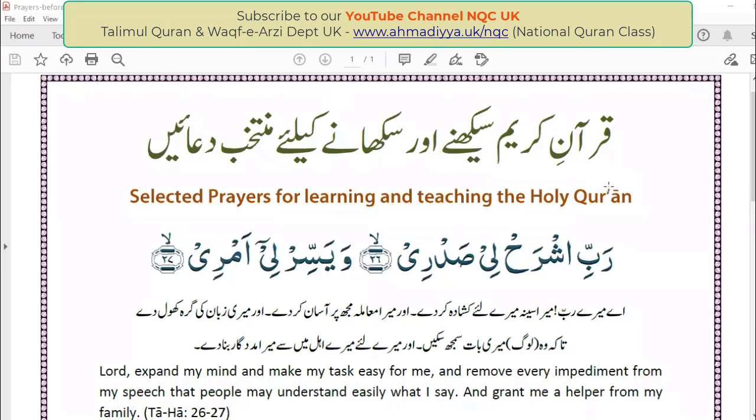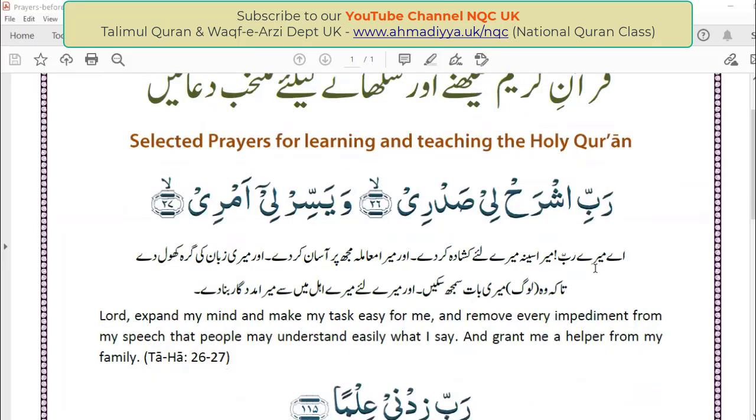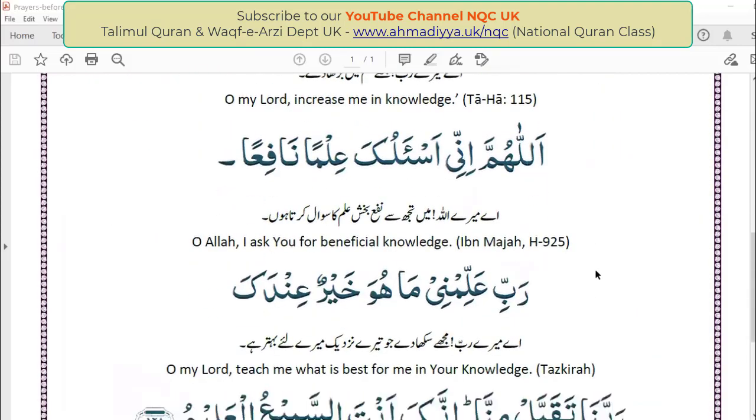Can I request Mr. Toban Sahib, could you please recite this prayer for me? We can start.